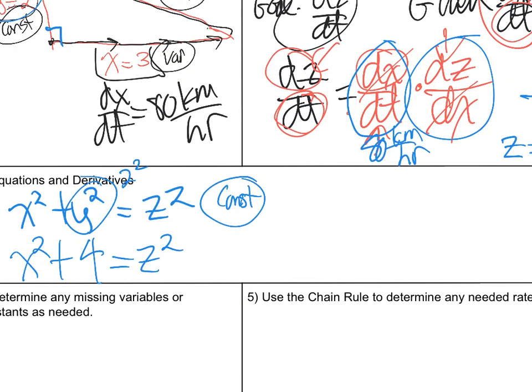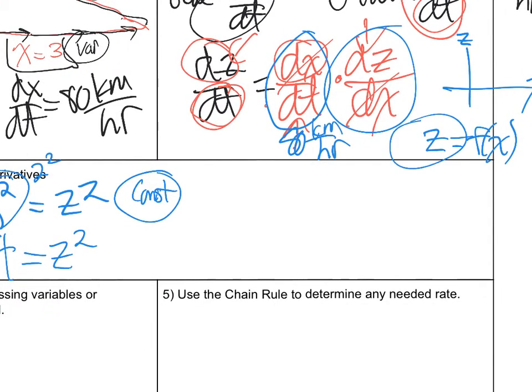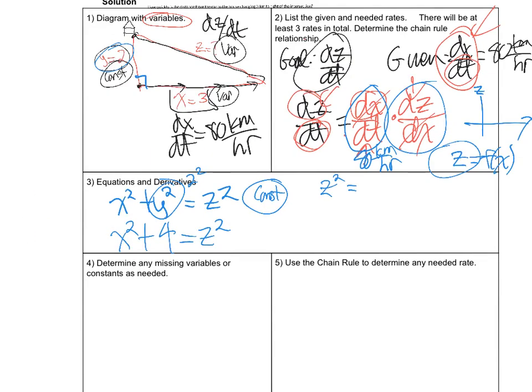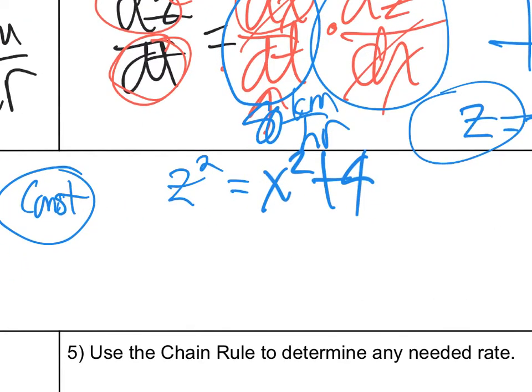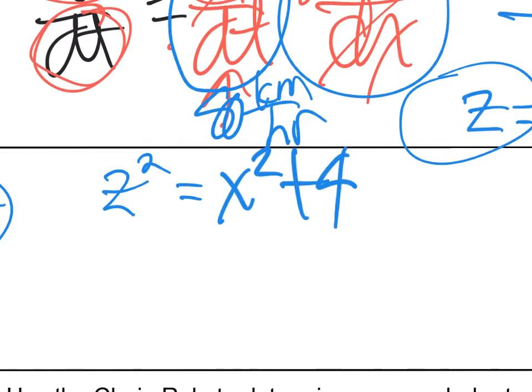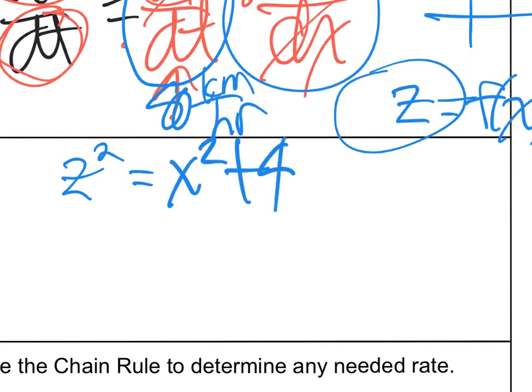Now I need to write it in terms of z. So I have to start with z because I'm needing to get dz by dx, right? So I'm going to write z squared equals x squared plus 4. But I need to differentiate to get dz by dx. So remember, I can just differentiate this. Sometimes you're going to see solutions where they isolate and go z equals the square root of x squared plus 4. I think that's probably very inefficient.